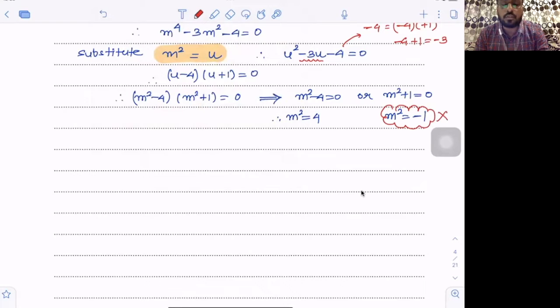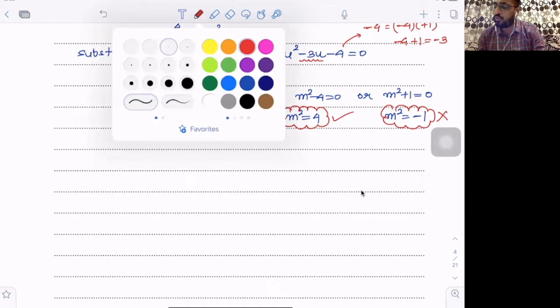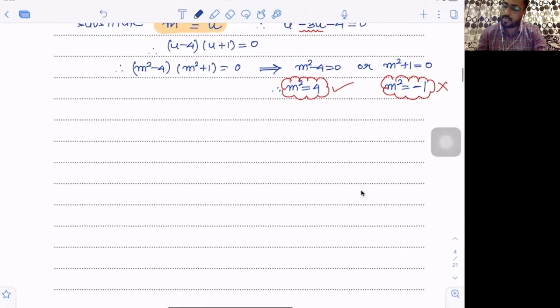The square of a number cannot become negative. So m square equal to -1 is not going to happen. So m square equal to 4 is the only correct answer, right? So m square is going to be equal to 4. Now, if m square is equal to 4, I can proceed further and write m is equal to what? So if m square is 4, m becomes equal to plus and minus 2, right? M square is 4, then m is plus and minus 2.